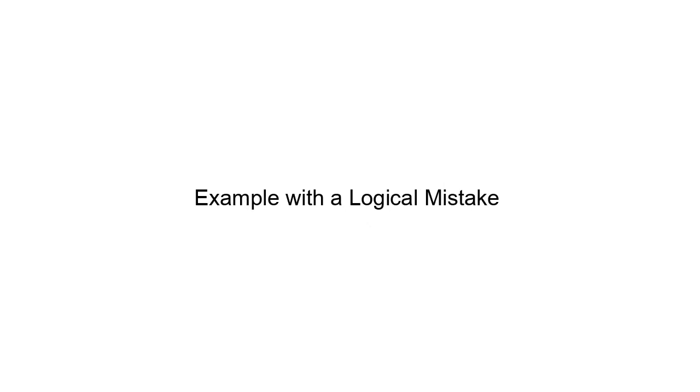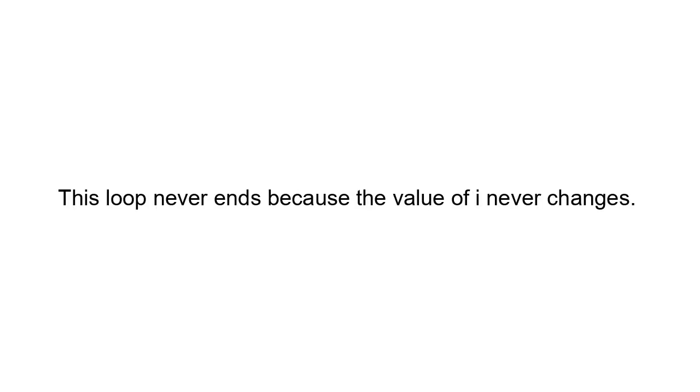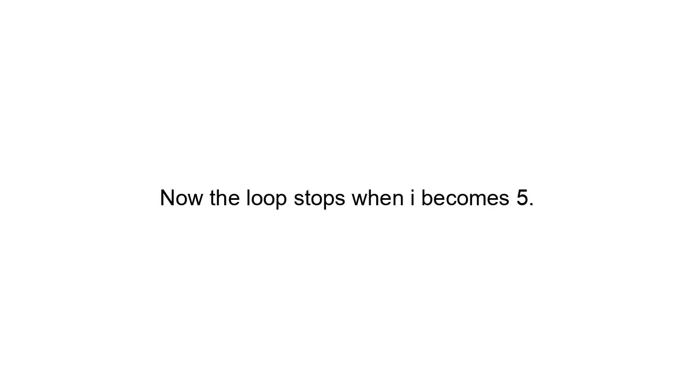Example with a logical mistake. Incorrect code: i = 1, while i < 5: print(i). This loop never ends because the value of i never changes. Correct version: i = 1, while i < 5: print(i), i += 1. Now the loop stops when i becomes 5.